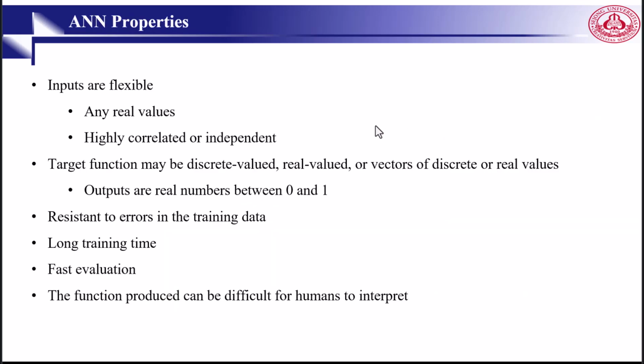Inputs are flexible. Input can be, for example, any real value. Also, it should be noted that the input values may be highly correlated or independent. Target function may be discrete valued, real valued, or even a vector of discrete or real values. Outputs are real numbers between 0 and 1. Artificial neural networks are normally resistant to errors in the training data. That's why they are used a lot.